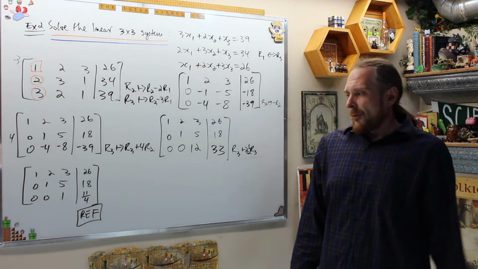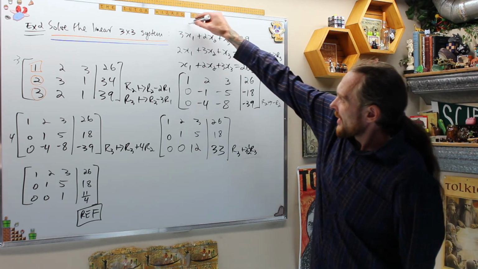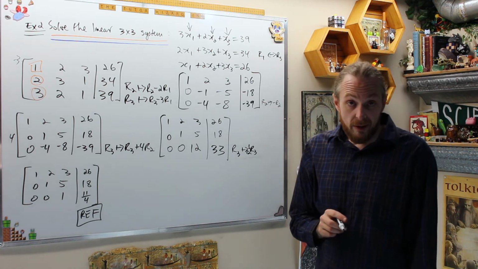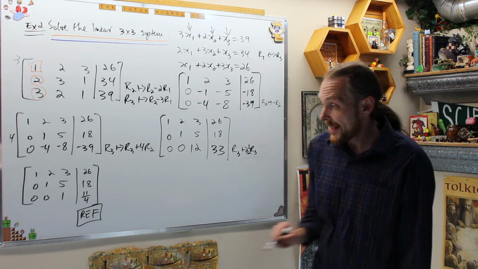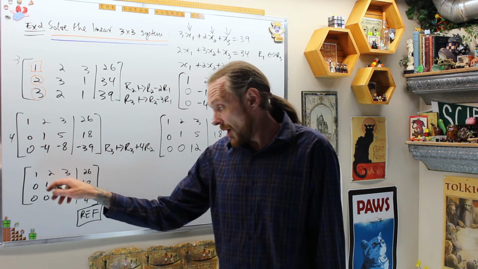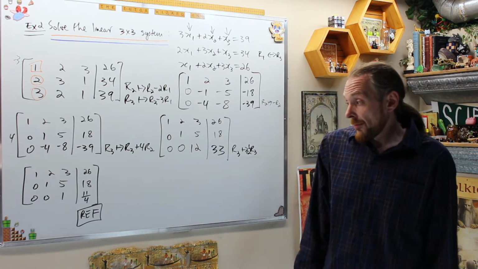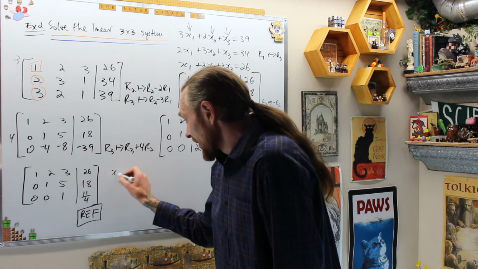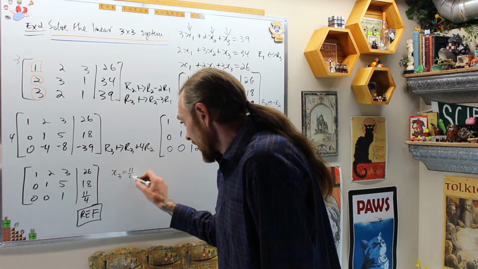In row echelon form, if the number of variables I started with is 3 unknown variables, and I get 3 leading entries, specifically leading 1s in row echelon form, then I have a unique solution. Specifically what this says immediately is that x3 is already 11 over 4.